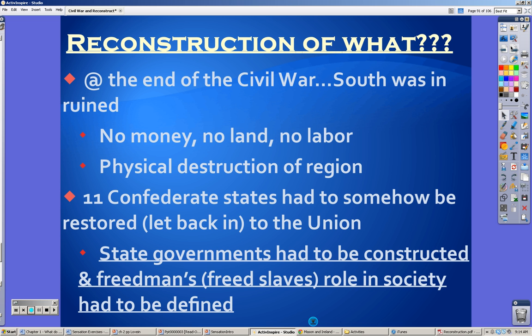So the state governments had to be constructed, and a freedman's role in society had to be defined. A freedman is a freed slave. Remember that these people were enslaved and they had no role in society besides work, and now they had to become a part of society and find their role and adjust to that. So we had to figure out a way to allow them to be integrated back into society.